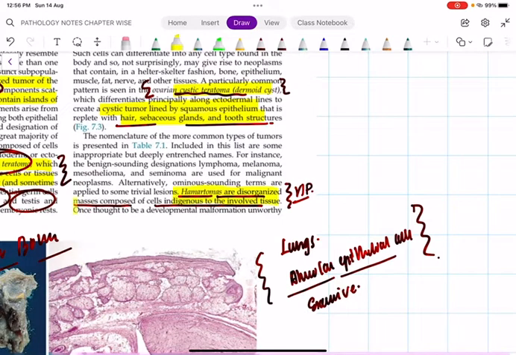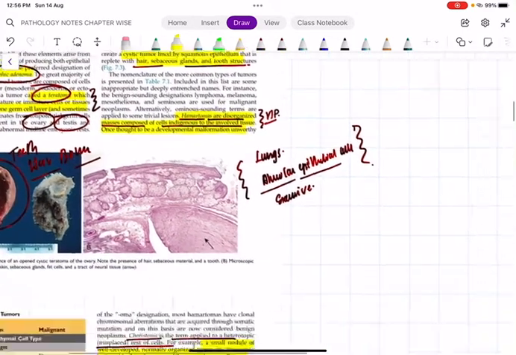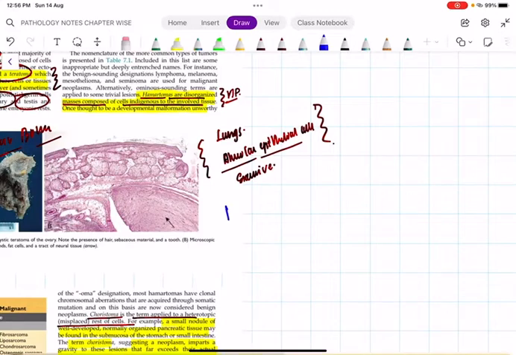So hamartomas are disorganized masses of cells which are indigenous to the involved tissue. A very, very important term. The best example I can mention here is pulmonary hamartoma.